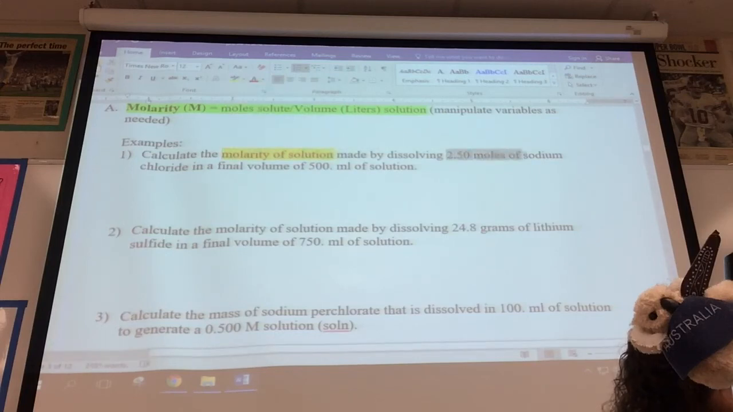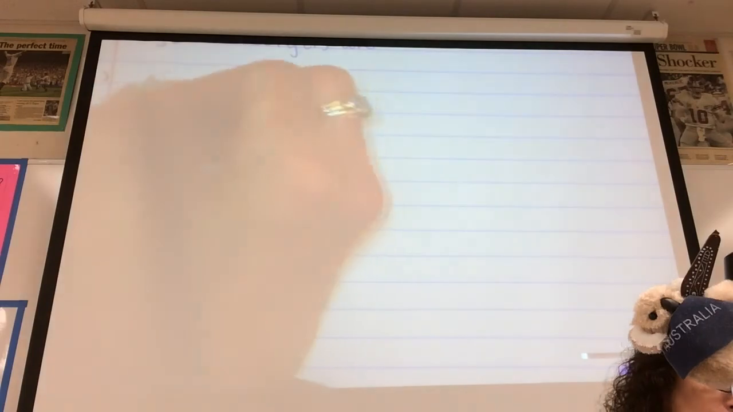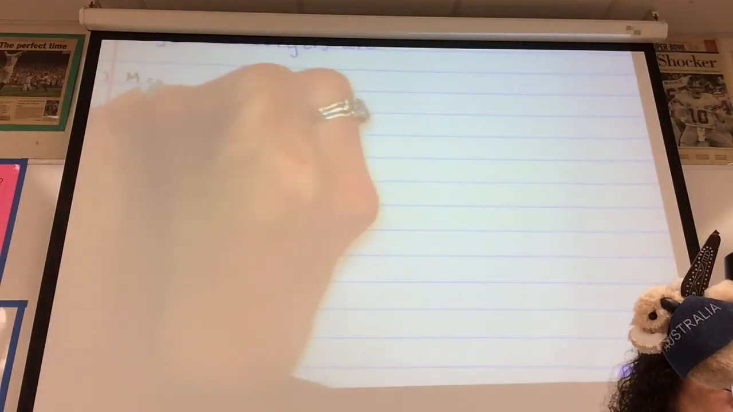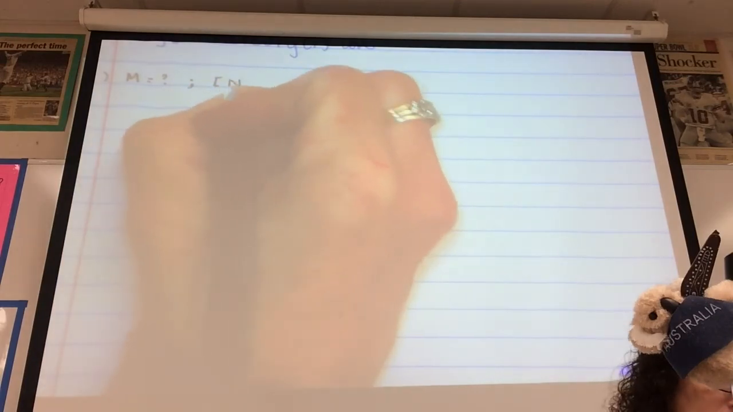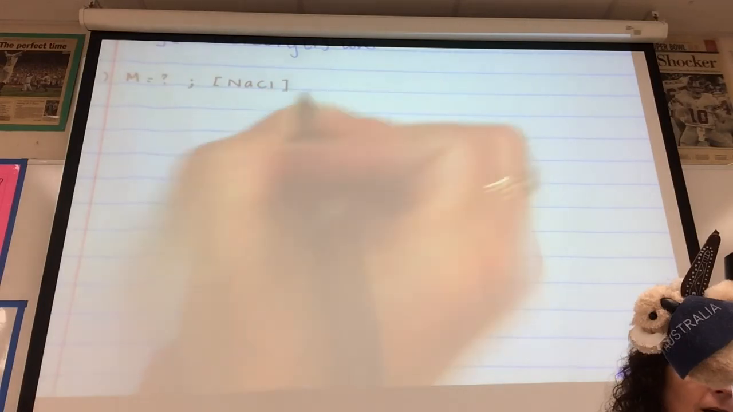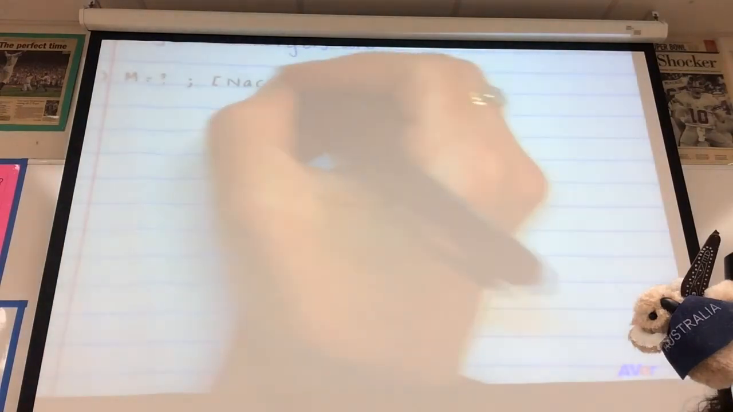It's made by dissolving 2.50 moles of sodium chloride. That's my first given, in a final volume of 500 mL of solution. So let's get the information down, and you'll see that this is really very, very simple. So in this first problem, we want to calculate the molarity, and very often they'll just ask you to calculate the concentration of something. If they don't specify the unit, they probably mean molarity. So concentration of sodium chloride.